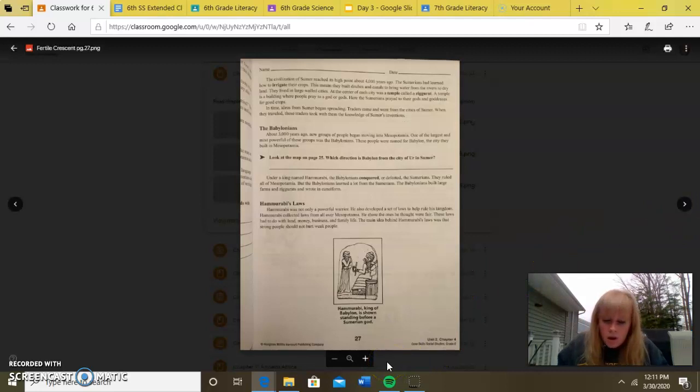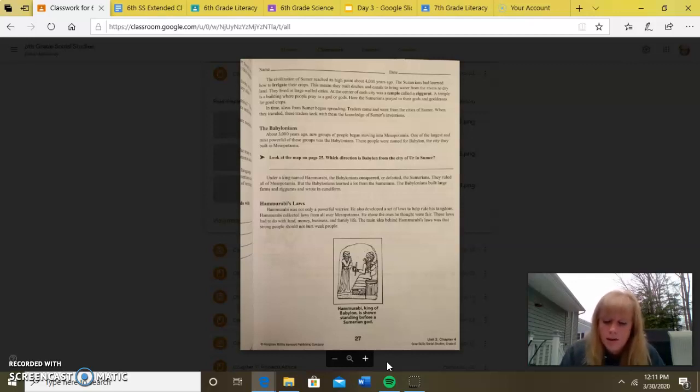There we go. The civilization of Sumer reached its high point about 4,000 years ago. The Sumerians had learned how to irrigate their crops. This means they built ditches and canals to bring water from the rivers to dry land. They lived in large walled cities. At the center of each city was a temple called a ziggurat. Vocab word: a temple is a building where people pray to a god or gods.